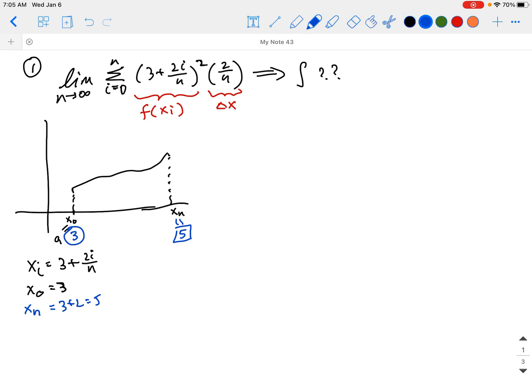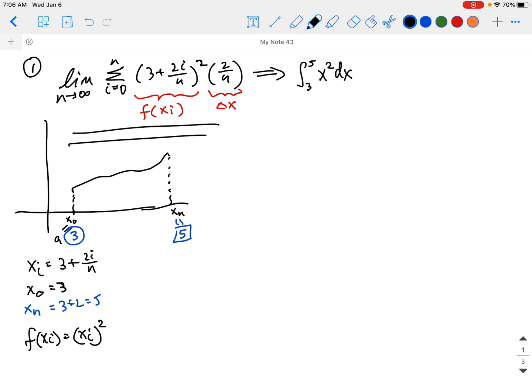And then from there, we can see that our f of x, our actual function itself, is this quadratic function. It's just the squaring function. So f of x sub i is just equal to x sub i squared. That means in our definite integral, we're going to have x squared. Our delta x becomes dx as it shrinks to an infinitesimally small width. And then our limits of integration are going to be 3 to 5. So the integral from 3 to 5 of x squared dx is this calculation here.